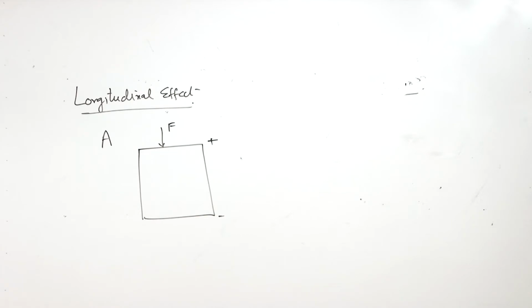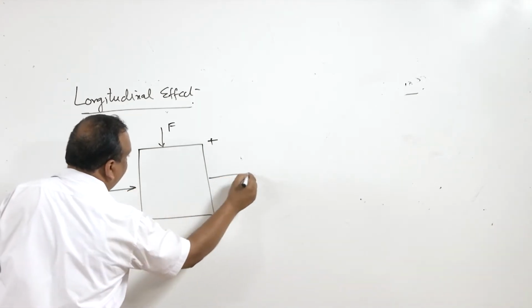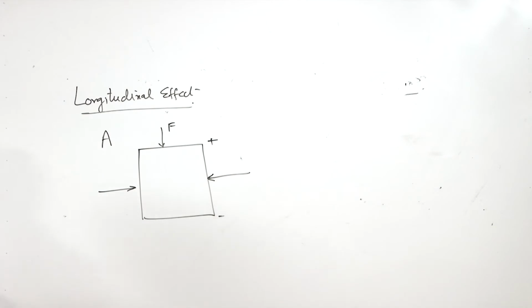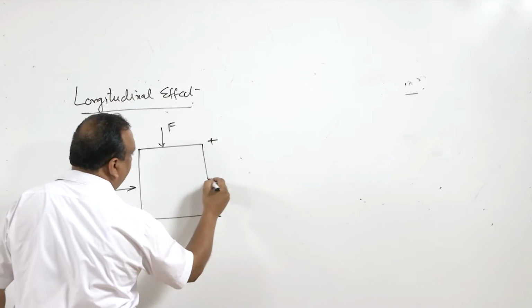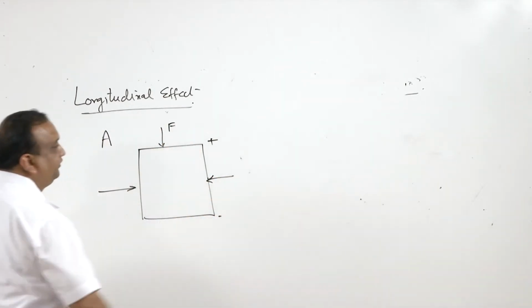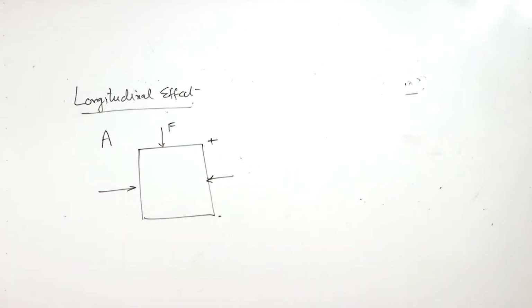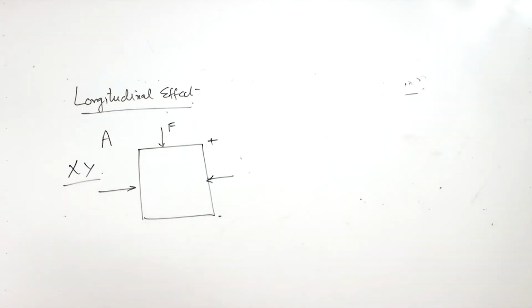Another is transverse effect. In the transverse effect, the force is applied in this direction, either of the direction, I mean either from this direction or from this direction. Definitely from here we will get the reaction force, and then charge is developed in the opposite faces. This is known as transverse effect, and it is dependent upon the x and y direction of the length. So there are two effects in transducers. One is longitudinal effect, another is transverse effect.